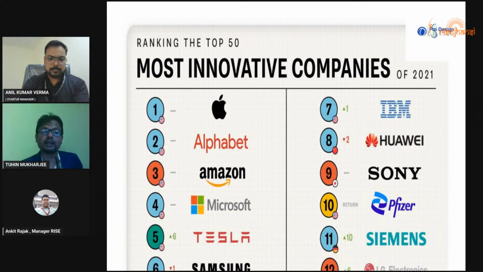So this also changed the game of the market. So innovation or creativity happens only in big organizations like Apple, Google. It is not like that. Basically it also happens in small organizations.